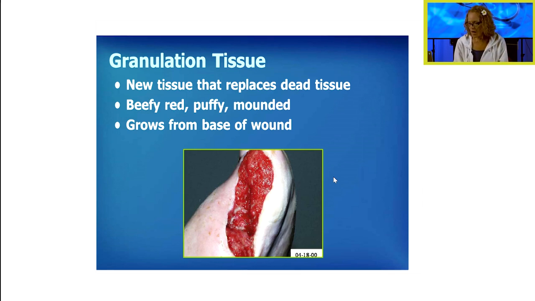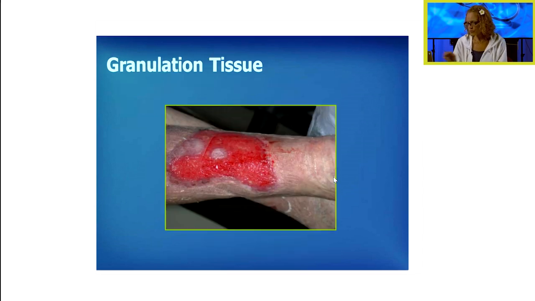in healing wounds, the tissue is going to grow from the bottom of the wound upward. And this is granulation tissue. And beefy red granulation tissue is considered to be healthy. This is what we want to see.